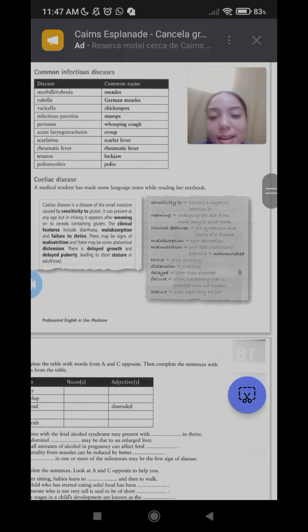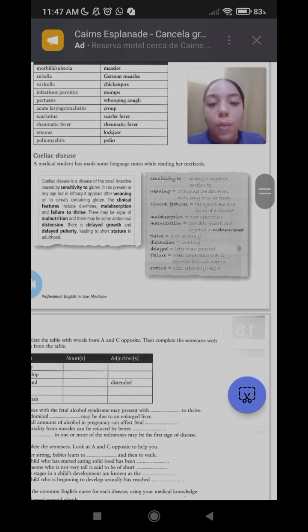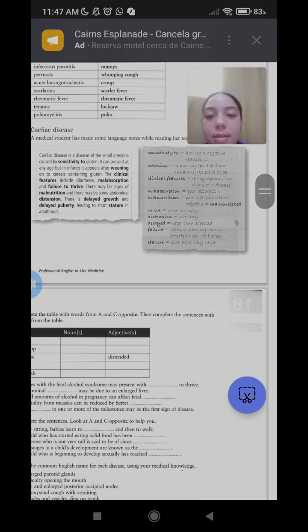Coeliac disease. A medical student has made some language notes while reading her text. Coeliac disease is a disease of the small intestine caused by sensitivity to gluten. It can present at any age, but in infants it appears after weaning, when they are introduced to cereals containing gluten. The clinical features include diarrhea, malabsorption, and failure to thrive. There may be signs of malnutrition and some abdominal distension. There is delayed growth and delayed puberty, leading to short stature in adulthood.